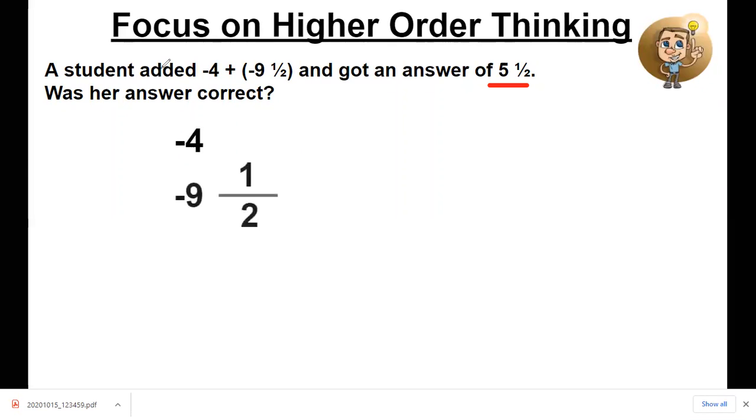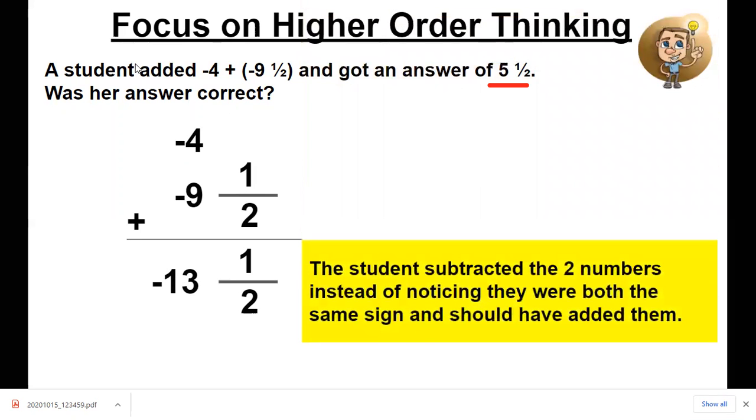So negative 4 plus negative 9.5, they're the same signs. We're going to add them together. Half plus nothing is half. 4 and 9 is negative 13. Should have been negative 13.5. So what did she do? The student subtracted the two numbers instead of noticing they were both the same sign, and she should have added them. Okay, or he, she, oh, it says her.